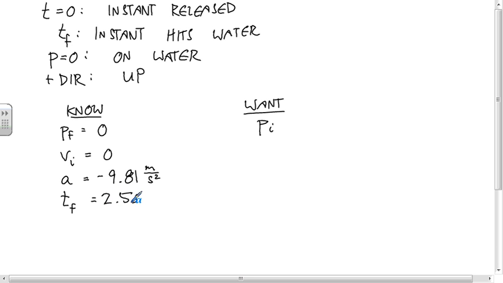Okay, so there are 3 equations that we're looking at. V final equals V initial plus A T final. P final equals blah, blah, blah. And the 2A one. Let me write them down. Let me put them up here because we're going to keep using these.